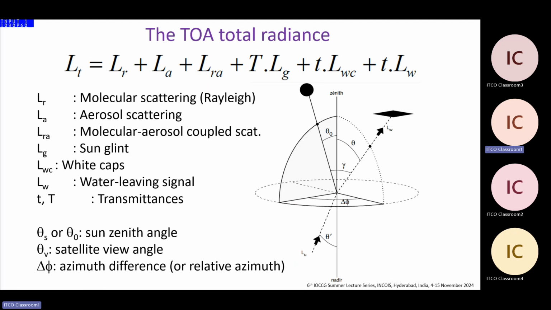And again, the geometry, we have seen this a number of times now, so I don't need to dwell on this too much. The three angles: sun zenith angle, satellite view angle, and the azimuth difference, or relative azimuth, as we call it, between the sun and the view.